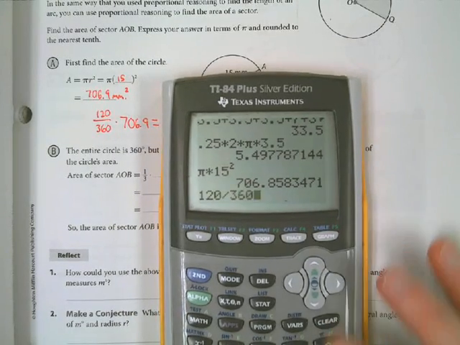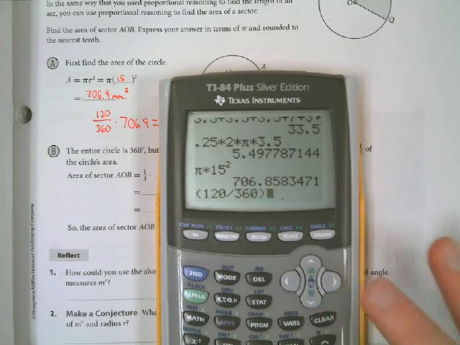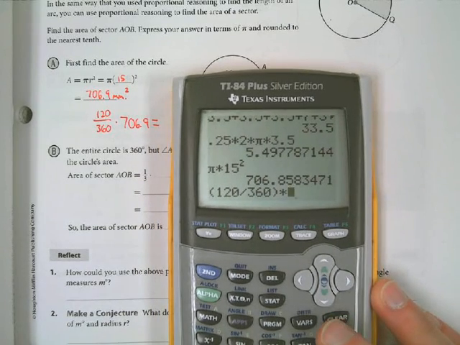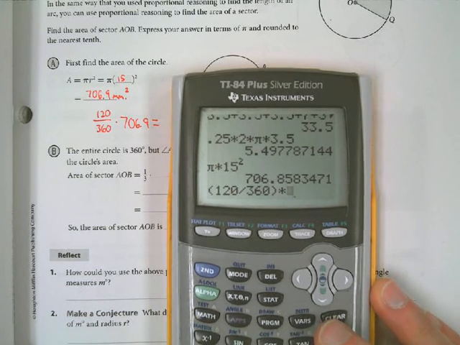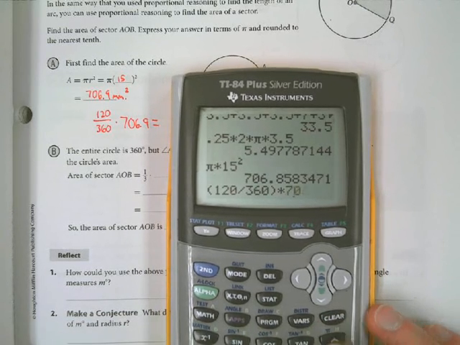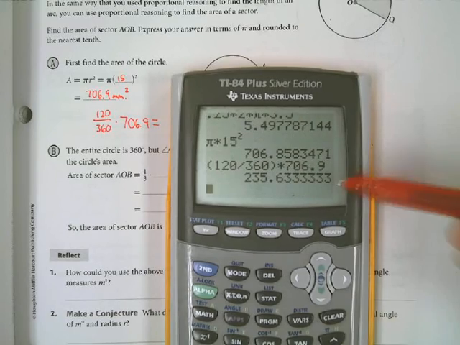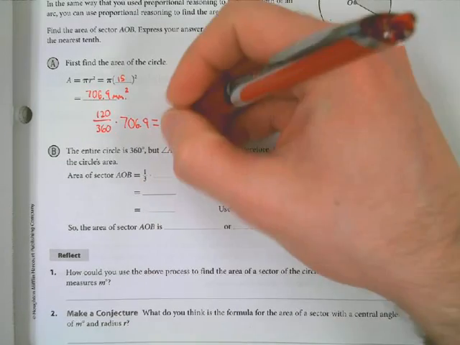Oh, sorry. 2 pi r is if we're doing arc length. That's for circumference. We're finding the area, so it's pi r squared, the area formula. Okay, 235.6 is what we get then.